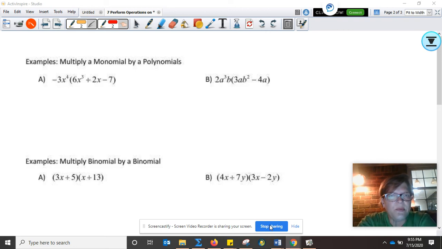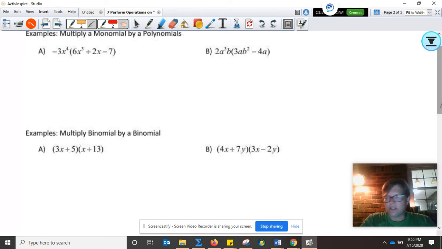All right, this time we're still performing operations. This time we're going to be doing multiplication. We're going to be distributing. We're going to be multiplying a binomial by a binomial and a binomial by a trinomial. So let's do some examples.